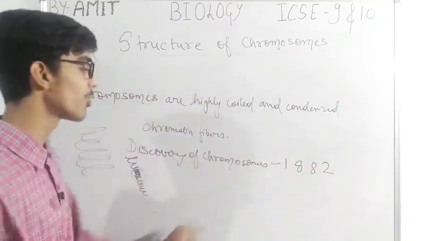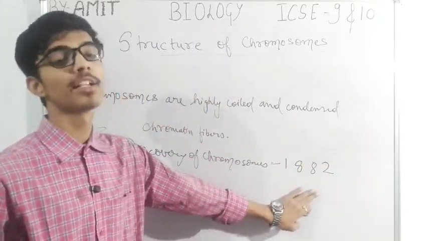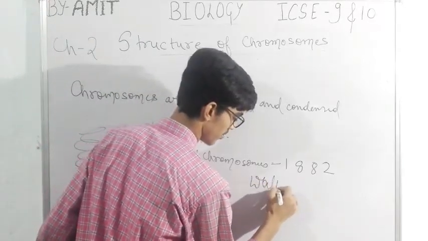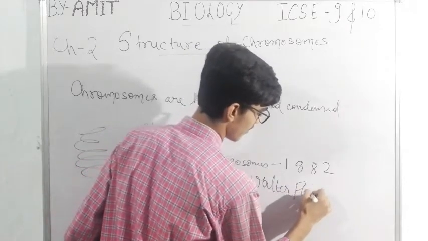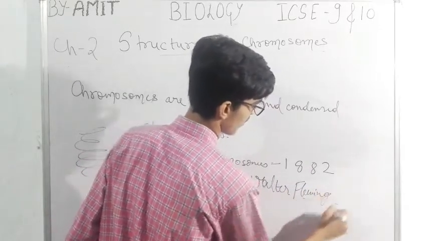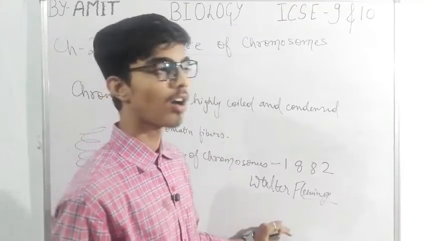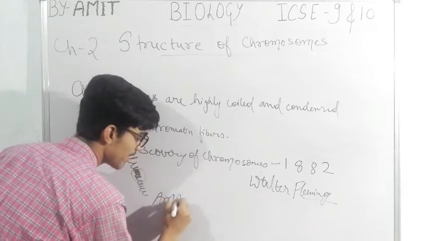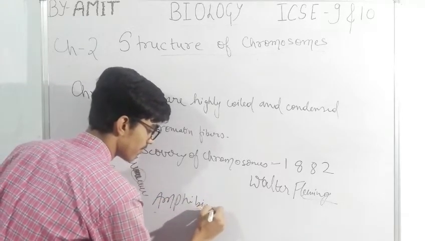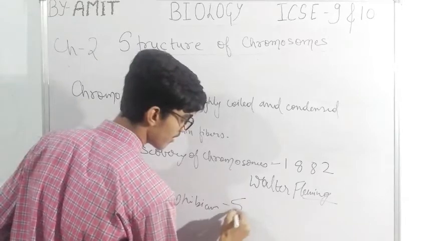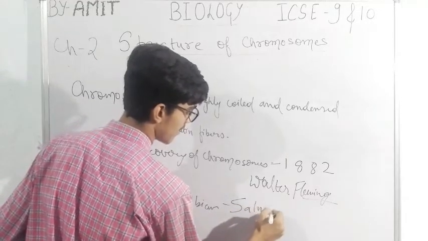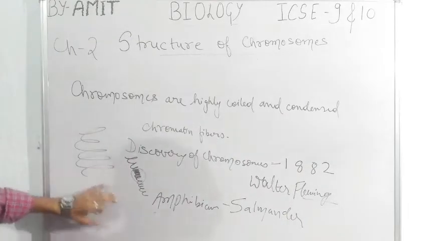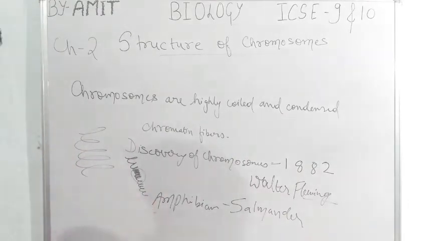The discovery of chromosomes was in 1882 by Walter Fleming. Walter Fleming found it in an amphibian named salamander. So this is all about the discovery of chromosomes.